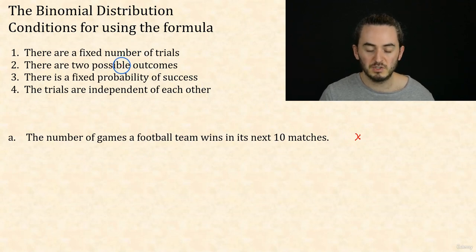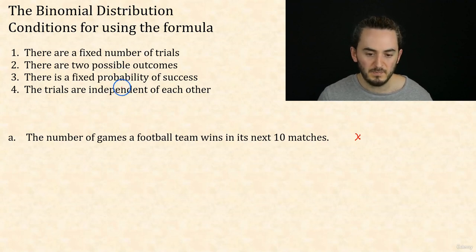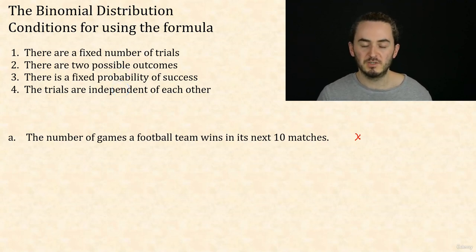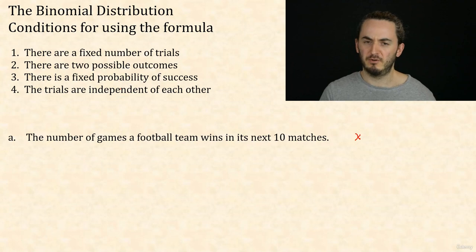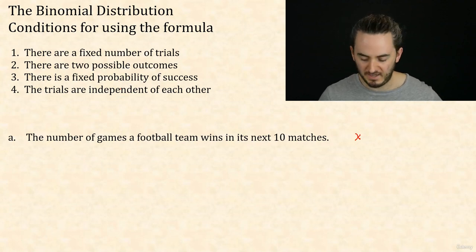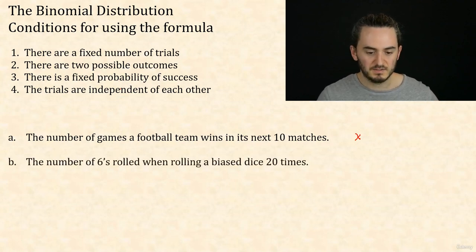There are only 2 possible outcomes. Even though there are draws in games, we're just thinking how many wins. You either win or you don't. Independence, maybe not, because maybe if you win 3 in a row, you're full of confidence and suddenly you're likely to win your next. Next, the number of 6s rolled when rolling a biased dice 20 times.